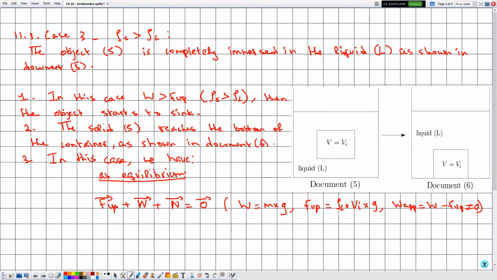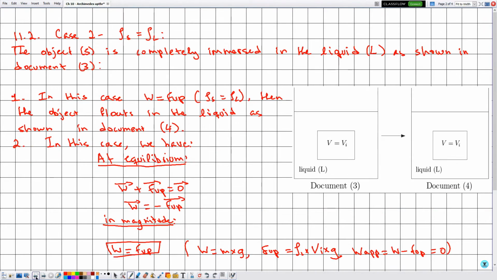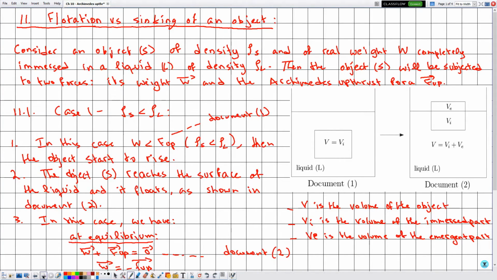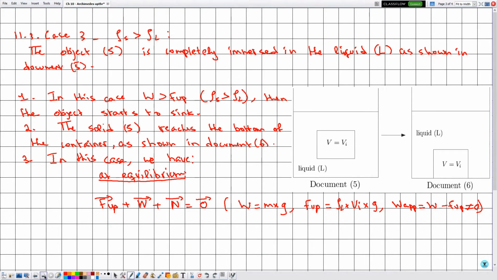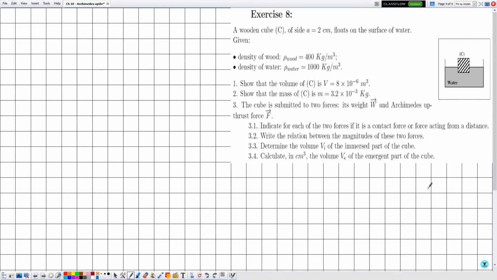Although this seems to be a bit complicated, as we shall see later in the exercises, they are very easy. Let's take an example, which is exercise number 8. This is a direct application of what I have previously explained. A wooden cube C of side A is equal to 2 centimeters. So the side of the cube is given by A equals 2 centimeters.